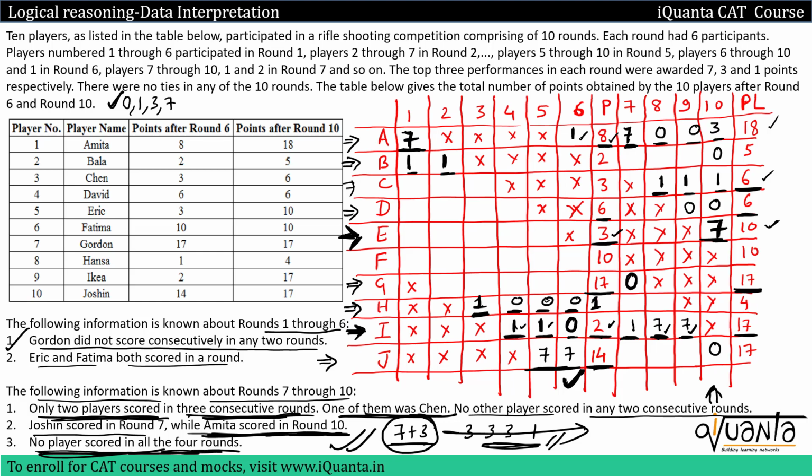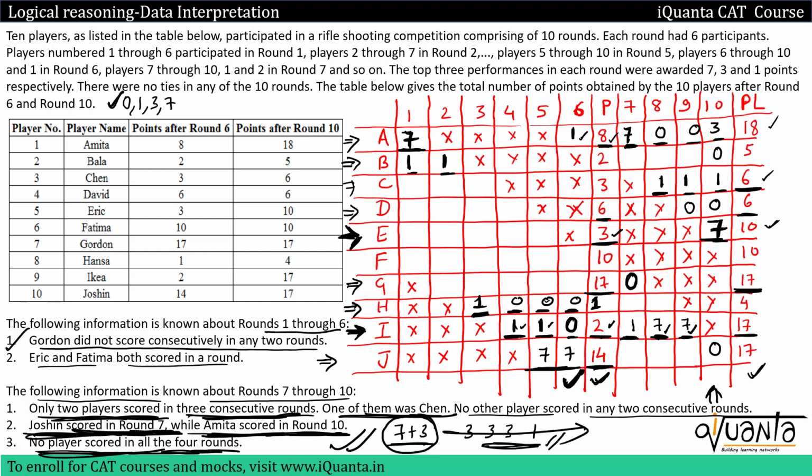Then we were given that Joshin scored in round 7 while Amita scored in round 10. So we'll give some score to Joshin in round 7. See, Joshin had a total of 14 points till round 6. After that, in round 10 he has 17 points.